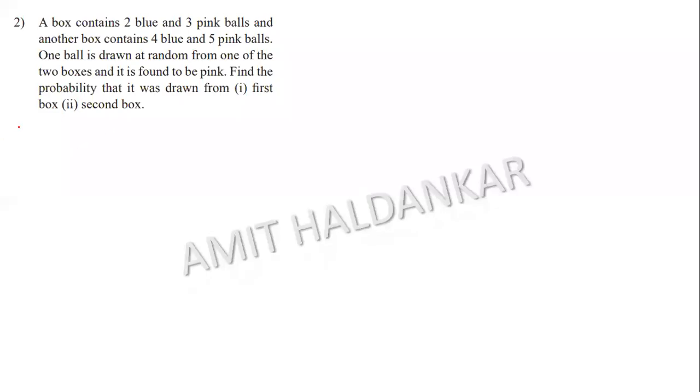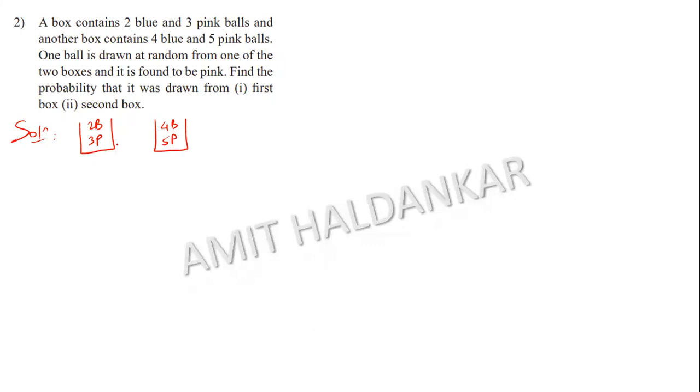So let's look at this question number 2. Now a box contains 2 blue and 3 pink. Another box contains 4 blue and 5 pink. One ball is drawn at random from one of the two boxes, and it is found to be pink.